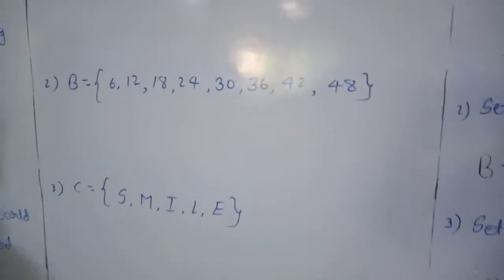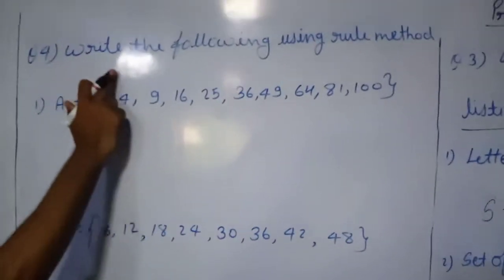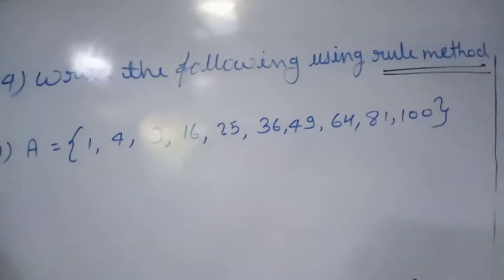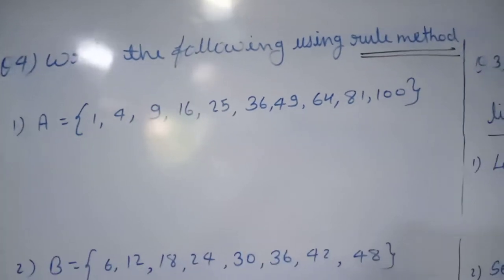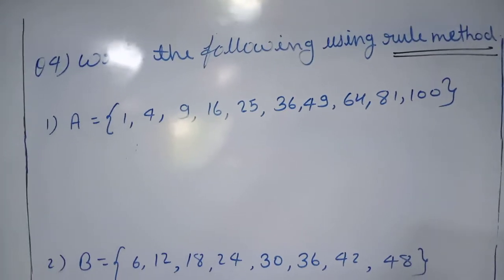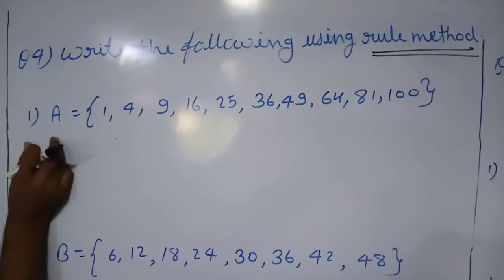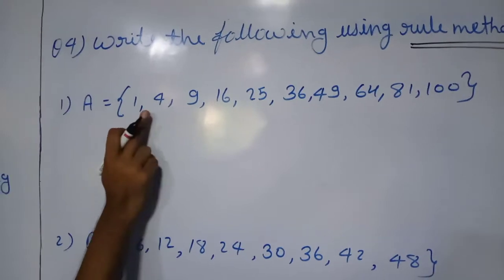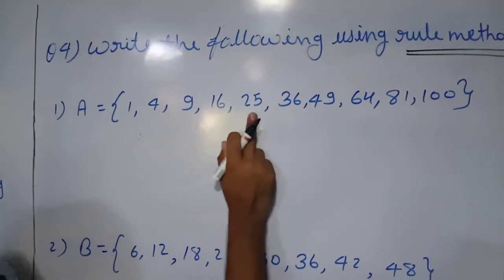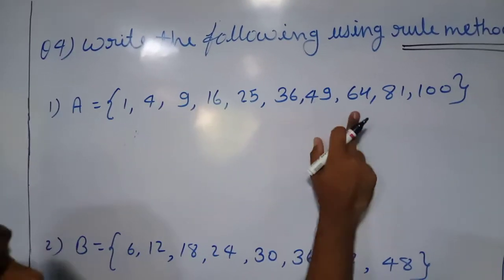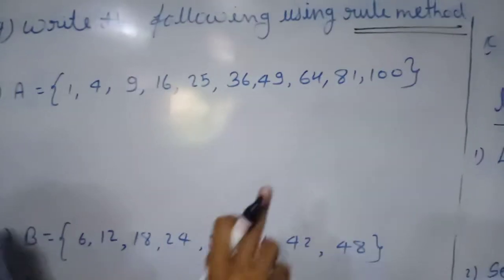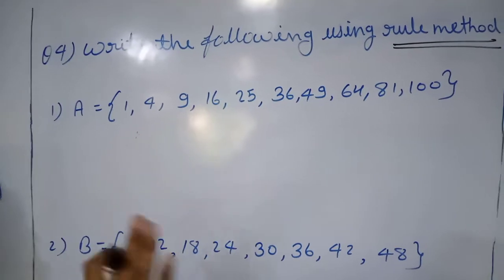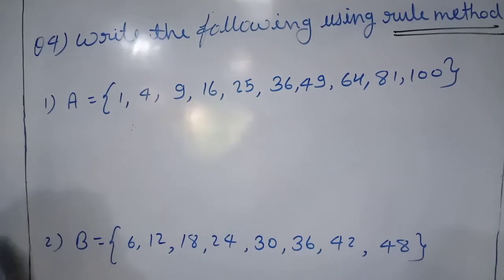In the next one, question number 4, write the following using the rule method. We learned that in the rule method we write the same way, but with a specific rule. What is the rule? Sub-question 1, set A is equal to 1, 4, 9, 16, 25, 36, 49, 64, 81 and 100. Are you seeing any special thing within these numbers?